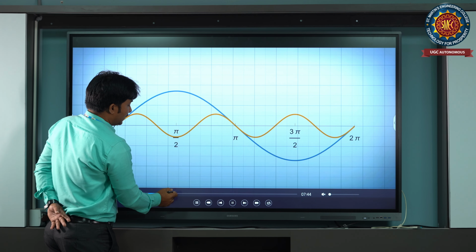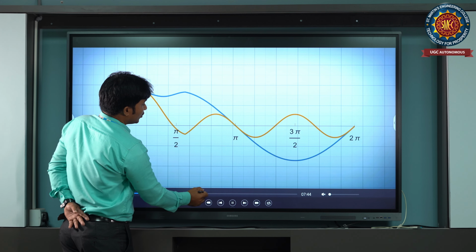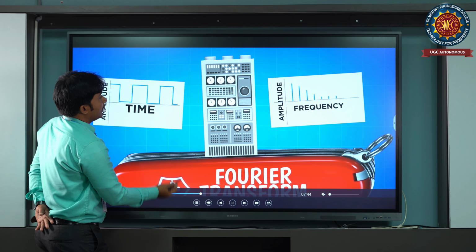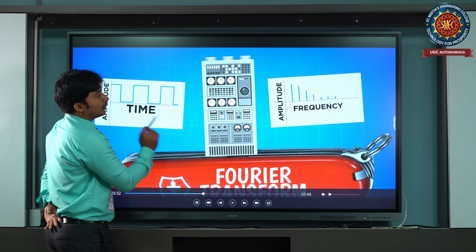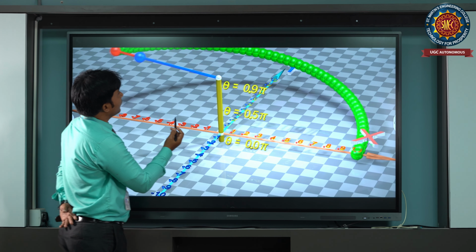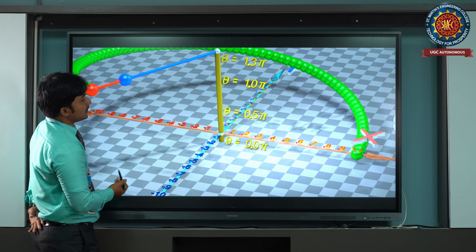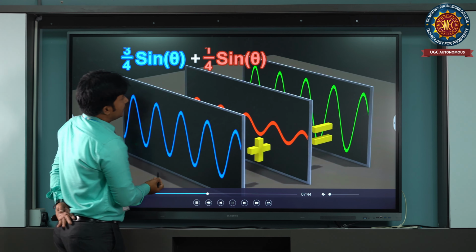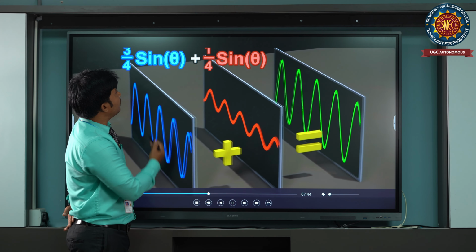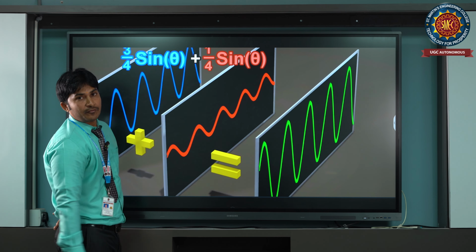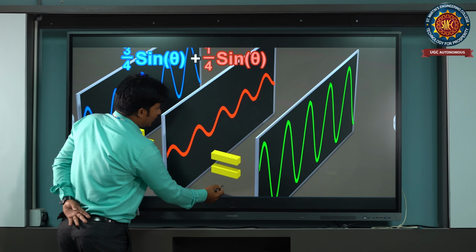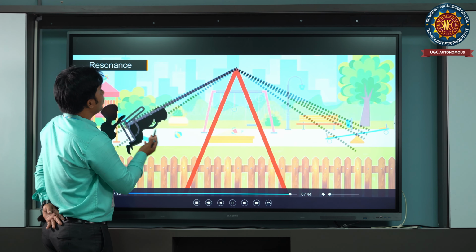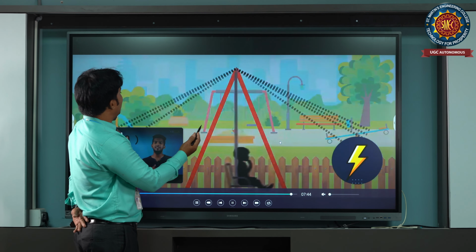To find that, next one is the 3D motion. In 3D, the time amplitude is transformed to the frequency in 3D view, the points on the x-axis reach the waves. This is the view. The sum of two functions is 3 by 4 sin theta plus 1 by 4 sin 3 theta, and the application part is this forced oscillation moving toward resonance.